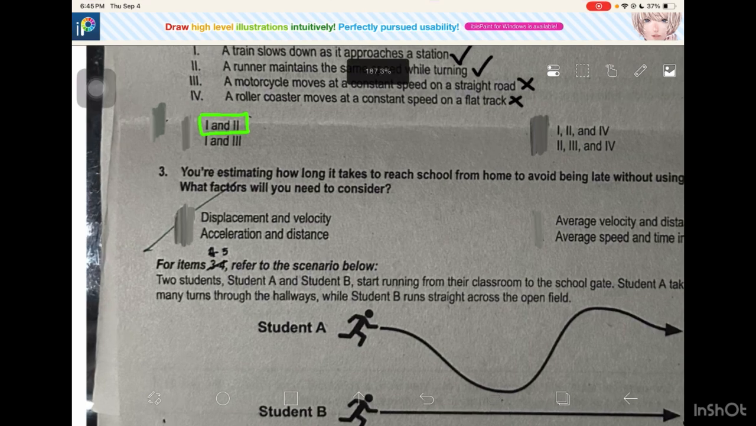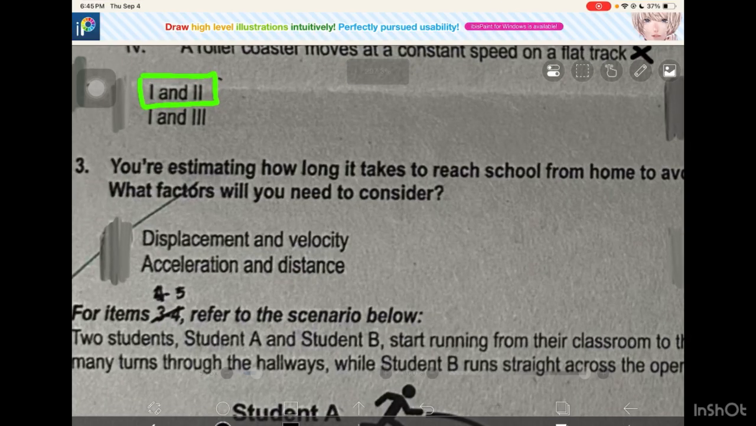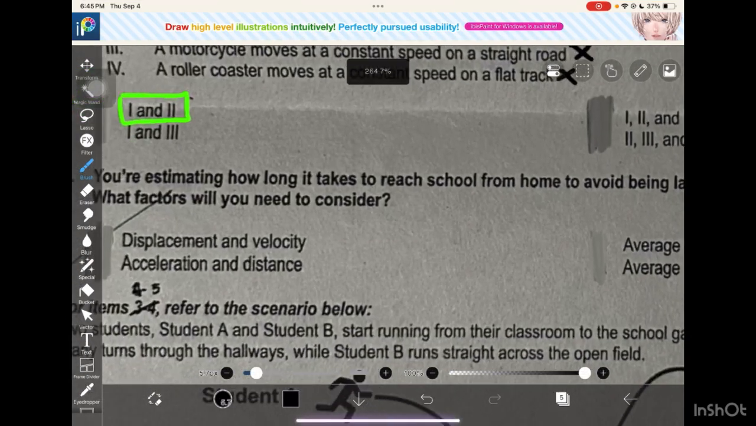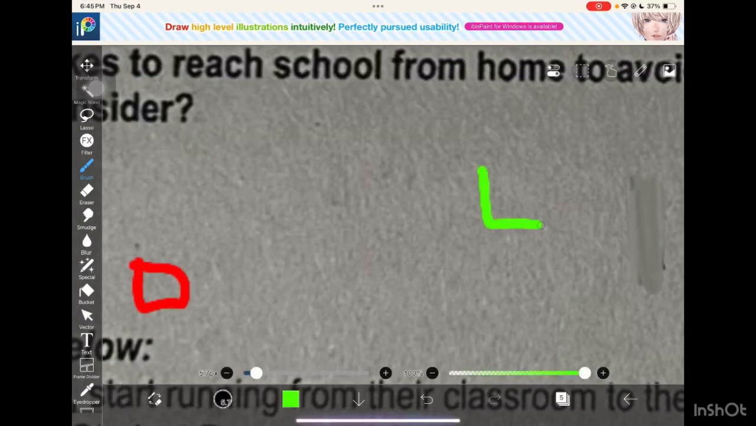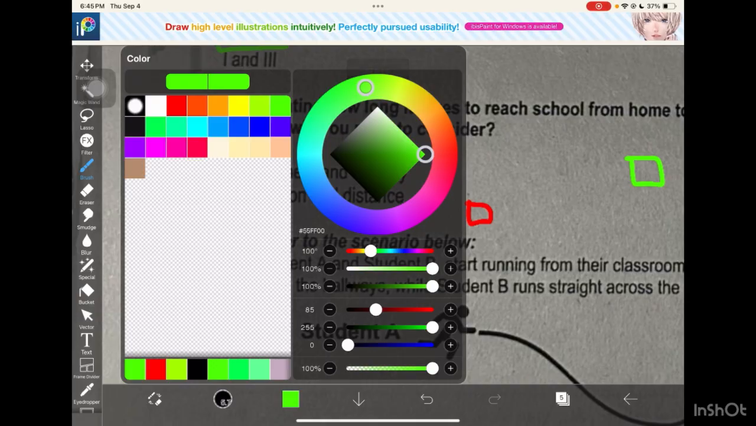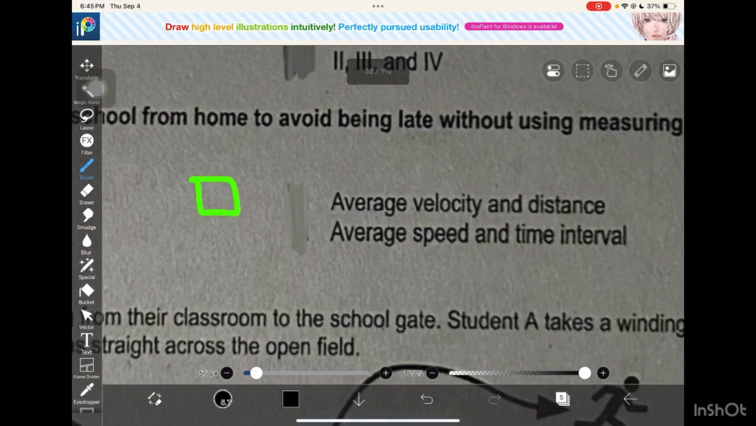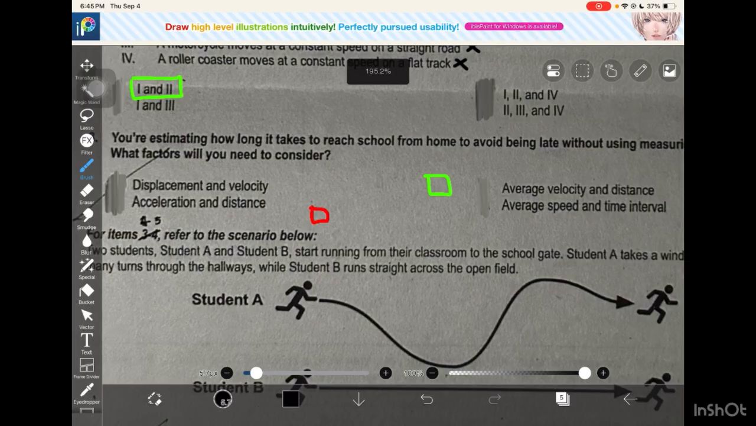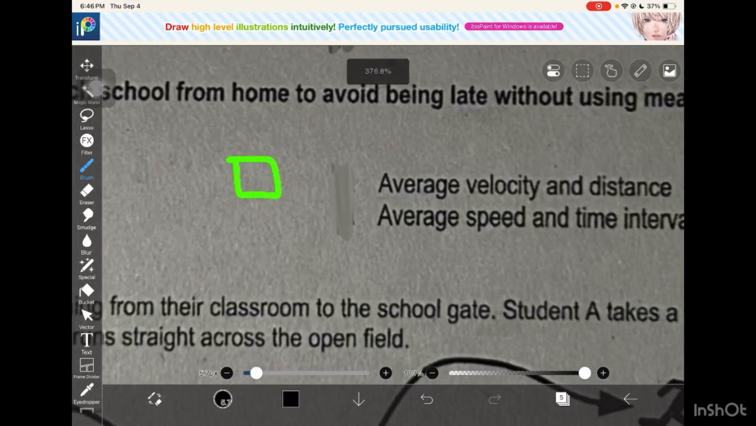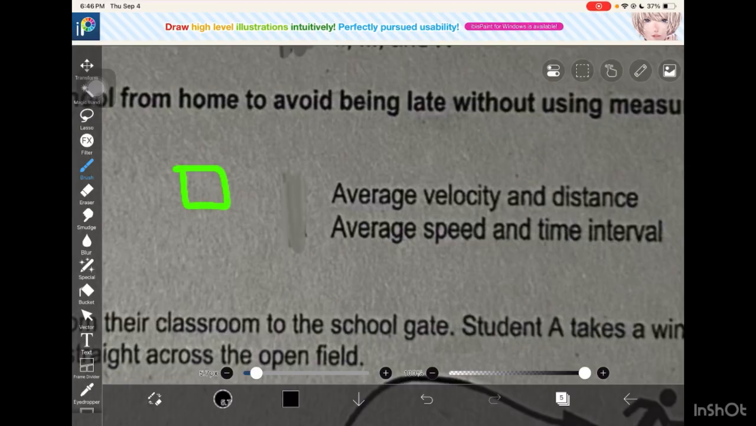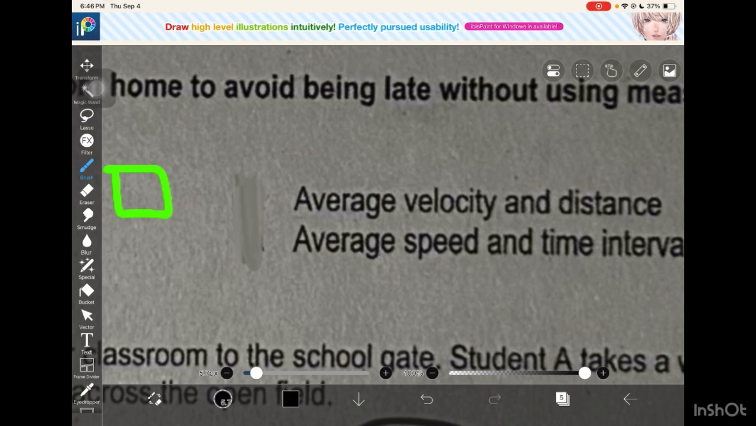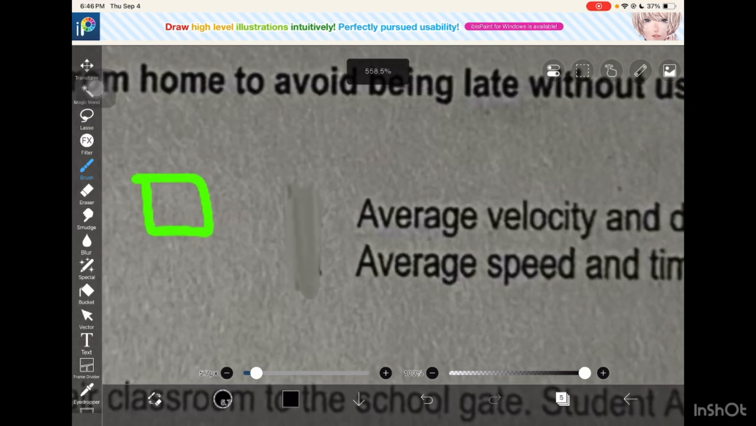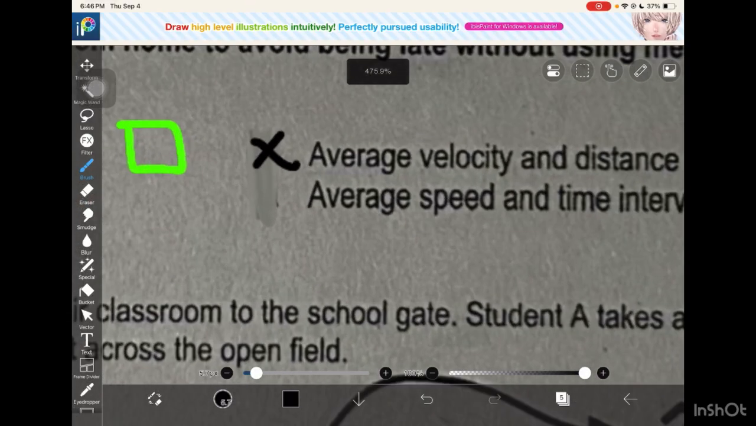So let's analyze. We have the home over here and the school, let's say, over here. So let's see what will help. Let's start with average velocity and distance. The thing is, average velocity and distance together will not help, because velocity will require displacement and you only have distance. So this is not really the most appropriate answer.